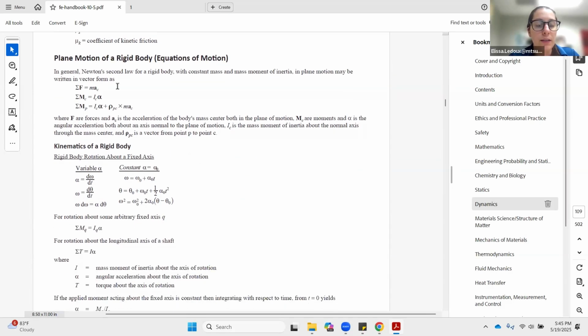So motion of a rigid body, we have F equals ma, but we also have the sum of the moments equals moment of inertia times angular acceleration. And then we have the constant angular acceleration or variable angular acceleration. So these are the same formulas that we learned before when we had a, v, and s, but in this case, they're using alpha, omega, and theta.